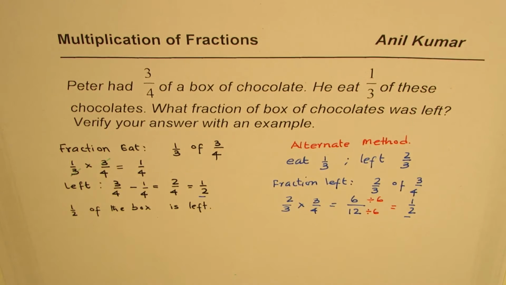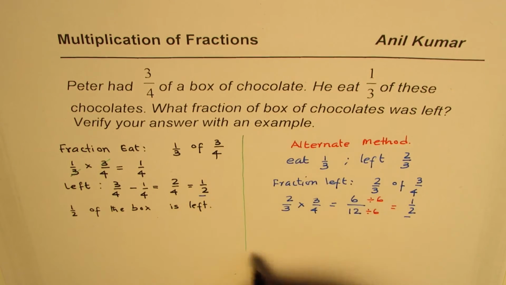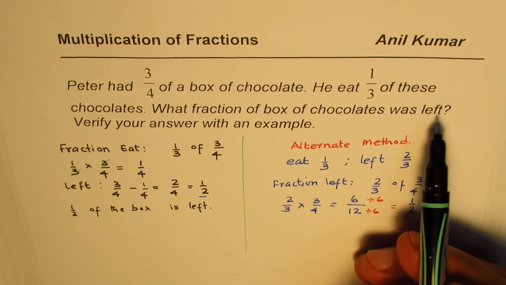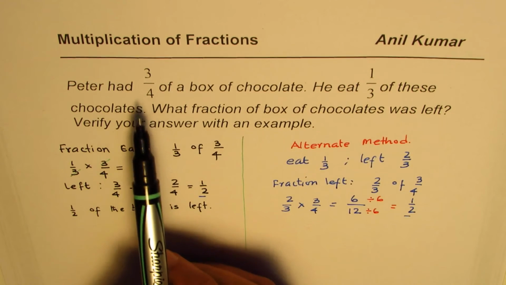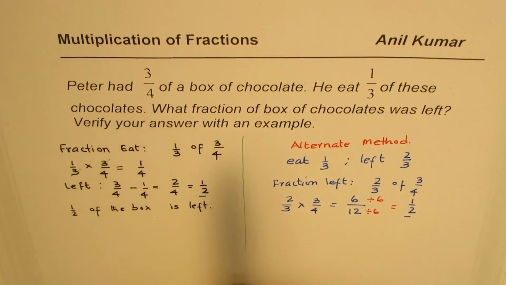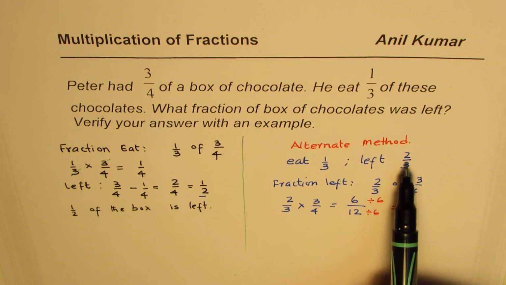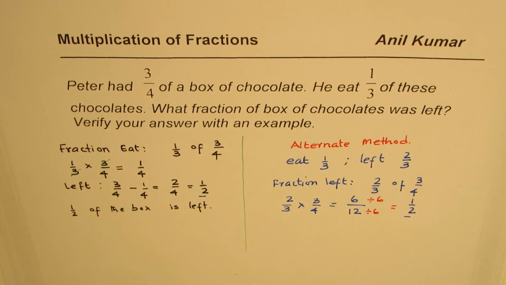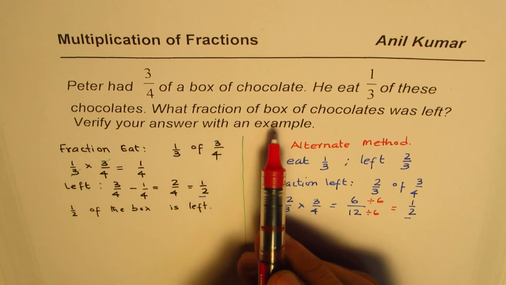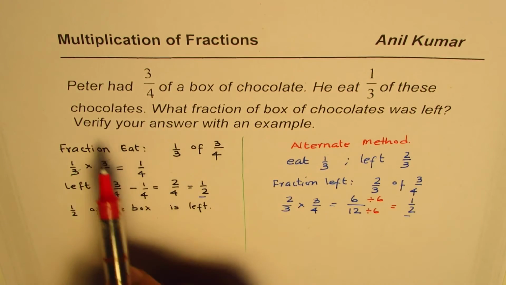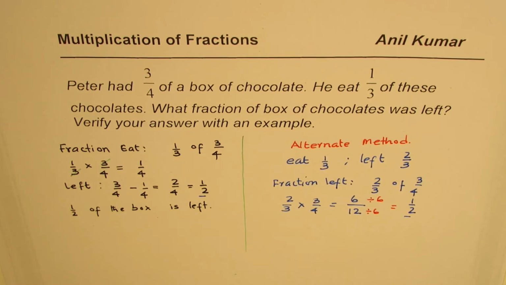So in this particular case, we have two different methods. One, we need to find how much is left. We can first find how much he ate, and take that away from where you began. The second one is you can see what fraction is left first and then write it in numbers, as a fraction of the box, correct? Now let us verify this question. It says, what fraction of the box of chocolate was left? Verify your answer with an example.